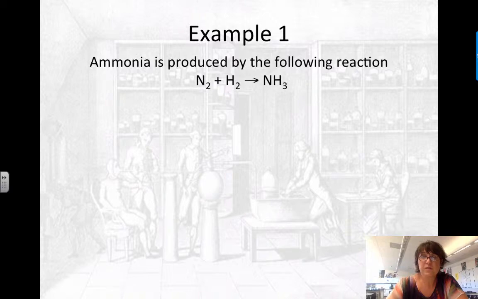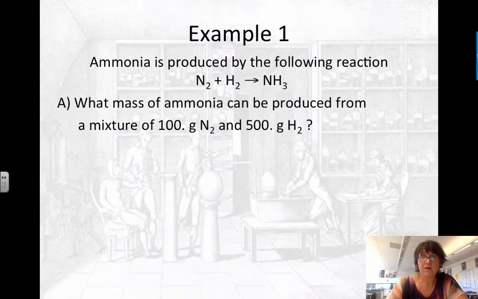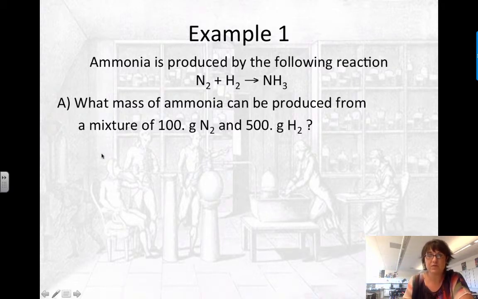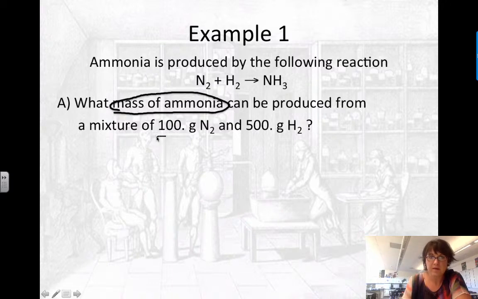Ammonia is produced by the Haber process, where nitrogen and hydrogen are combined to form ammonia. The question says what mass of ammonia can be produced from a mixture of 100 grams of nitrogen and 500 grams of hydrogen. So here's my target, mass of ammonia, and I'm going to do one t-table with 100 grams of nitrogen. The other one starts with 500 grams of hydrogen.